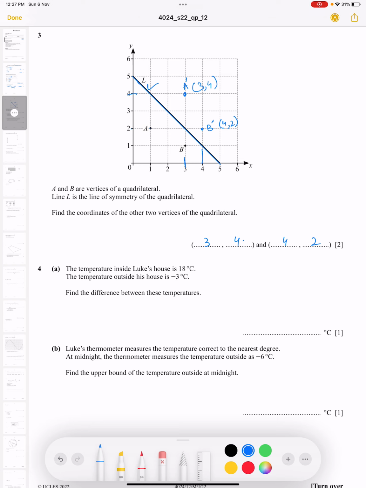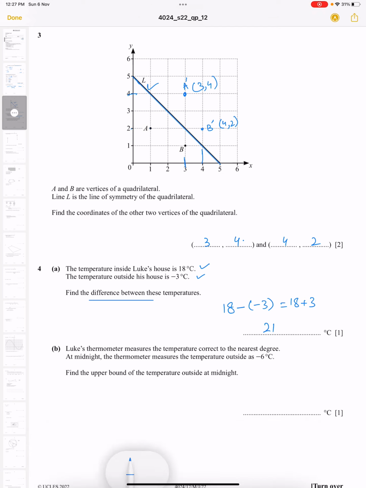Next question. The temperature inside Luke's house is 18 degrees Celsius, outside is -3 degrees Celsius. We have to find out the difference between these temperatures. So that's quite simple. 18 minus, difference means subtraction, -3. That will give us 18 plus 3. So that makes it 21 degrees Celsius, right?